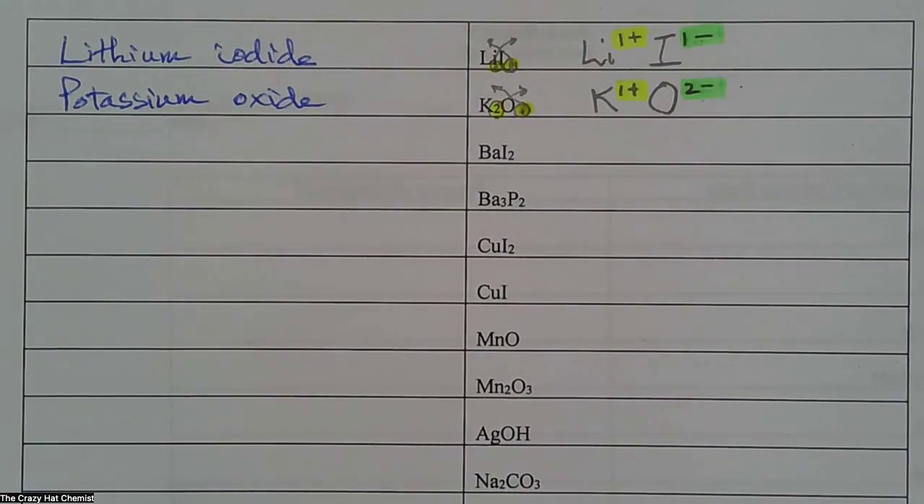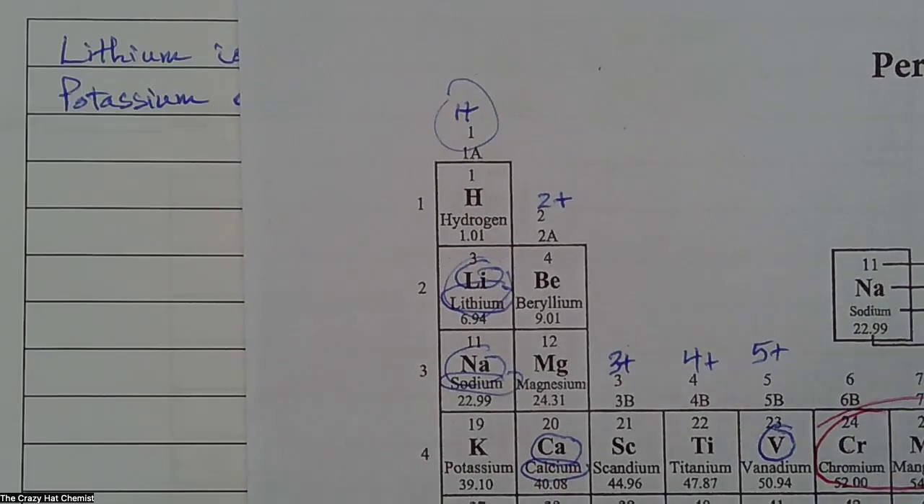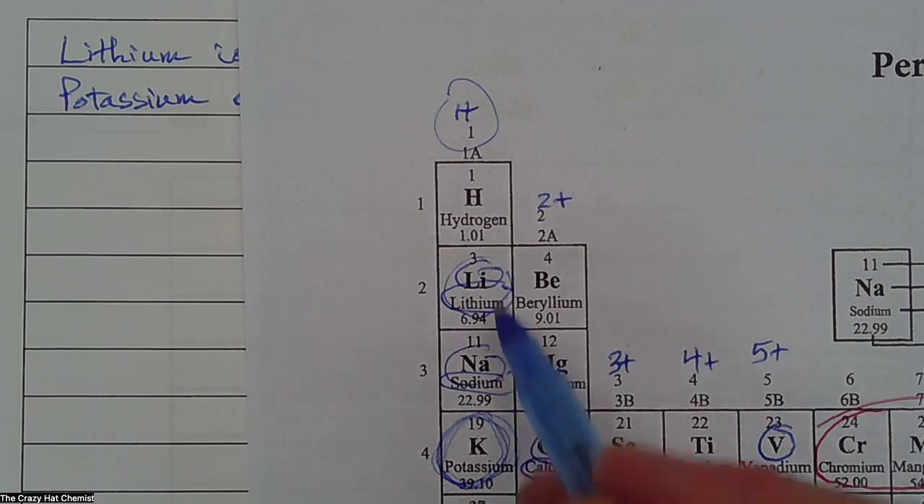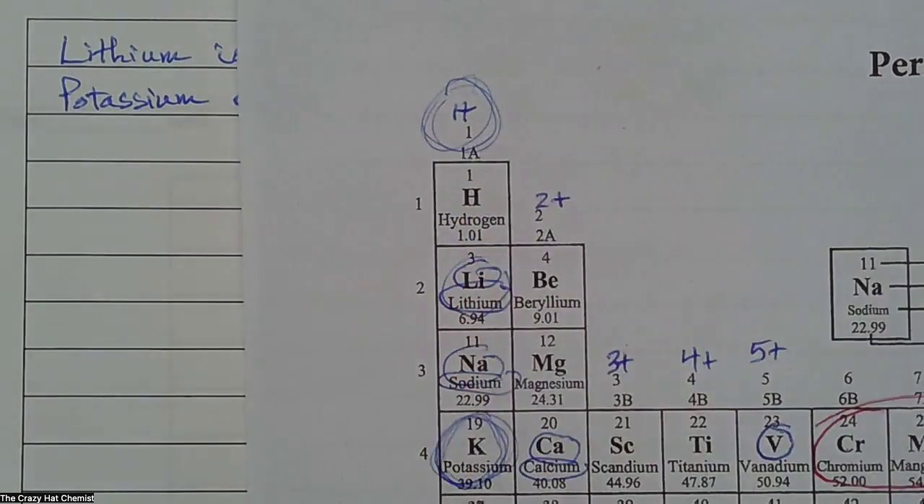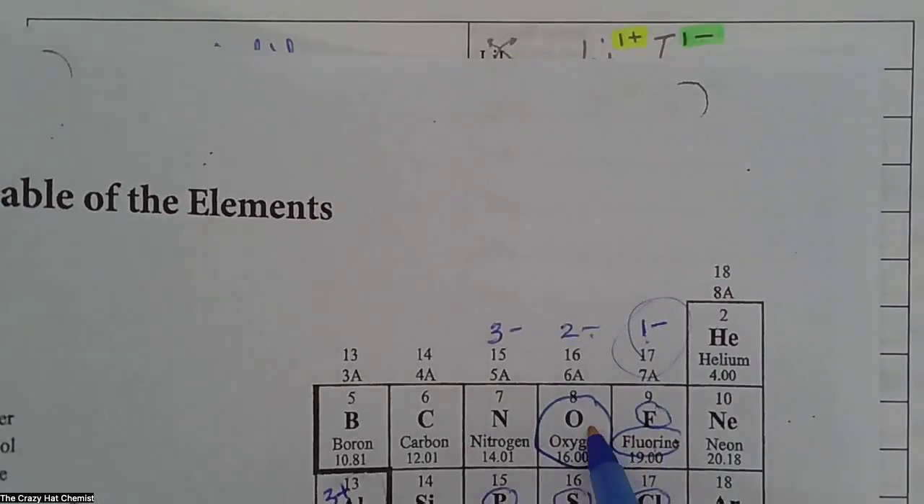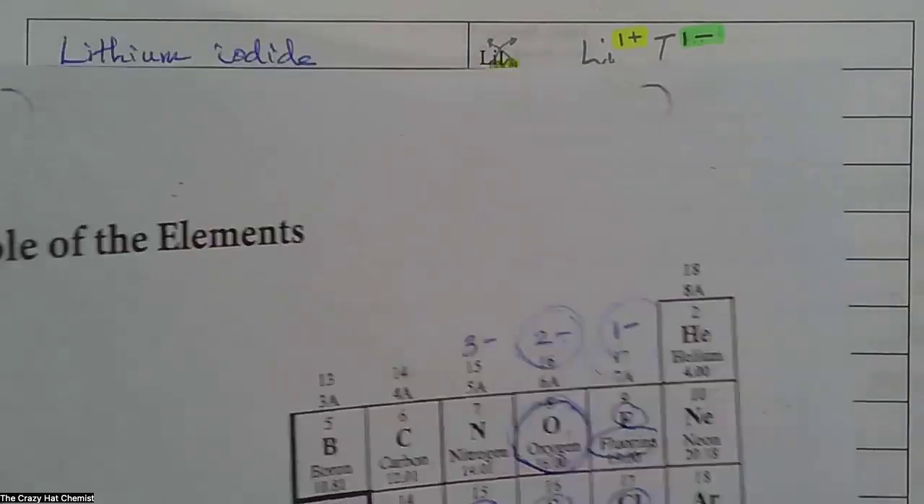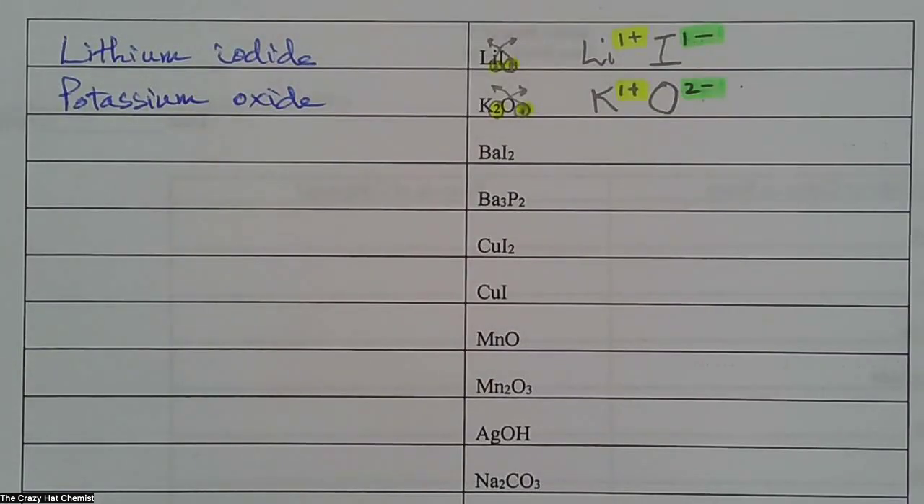For the potassium oxide, potassium is also in group 1. It's a metal, a group 1 metal, an alkali metal, and that's why it has a 1 plus charge. And the oxide is right here, and it is an O with a 2 minus charge. So you can also use the periodic table in addition to the sheet of paper that I have for the ions and charges. Either one will actually do perfectly fine.